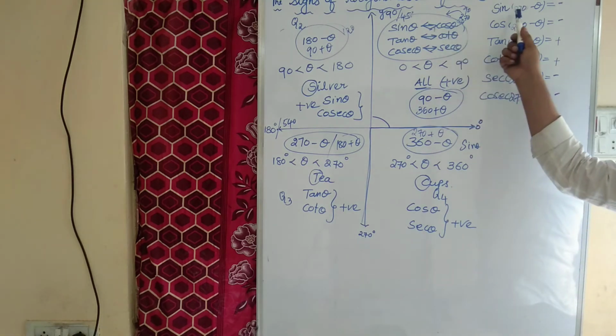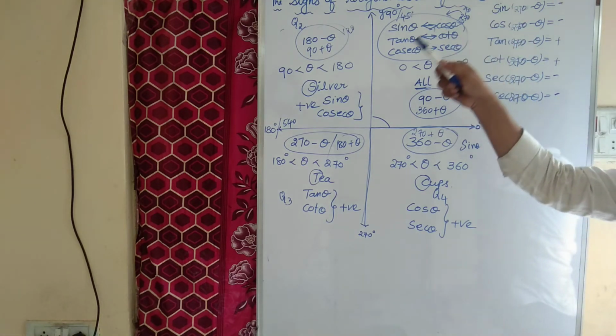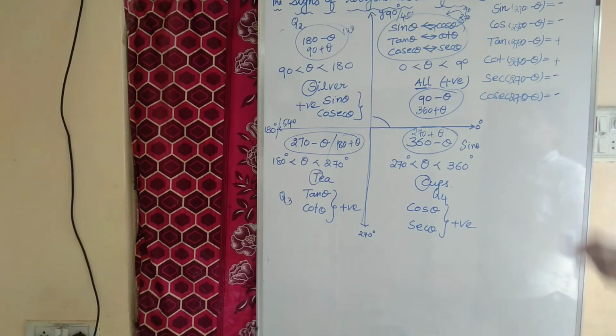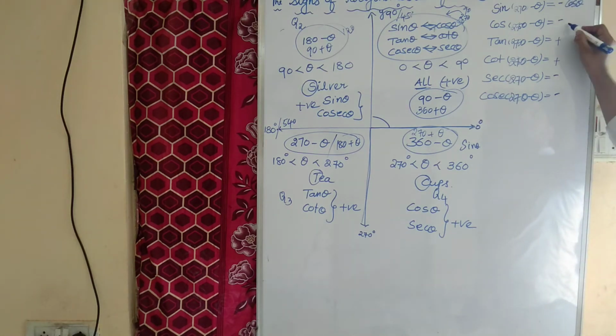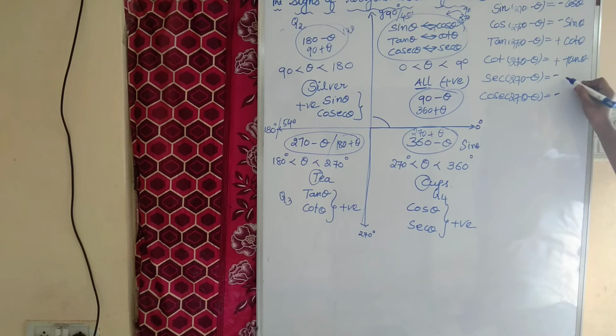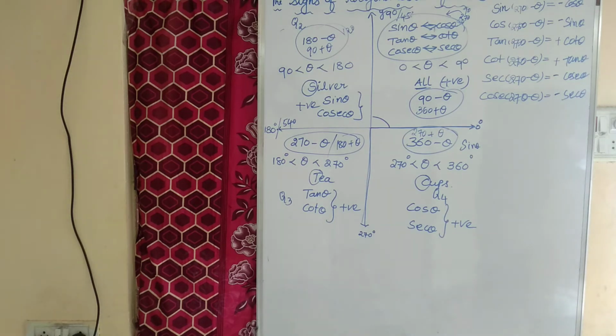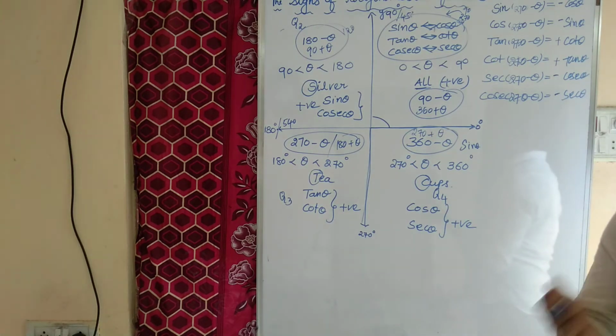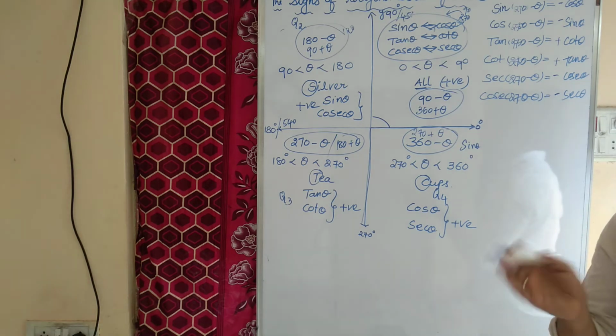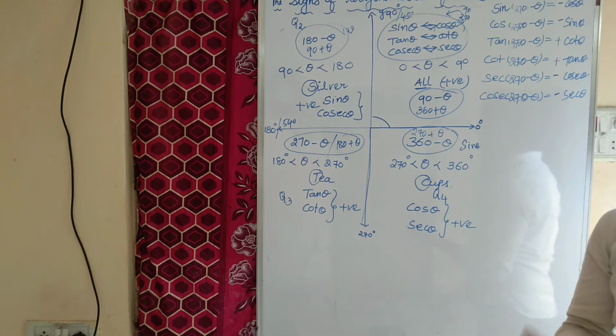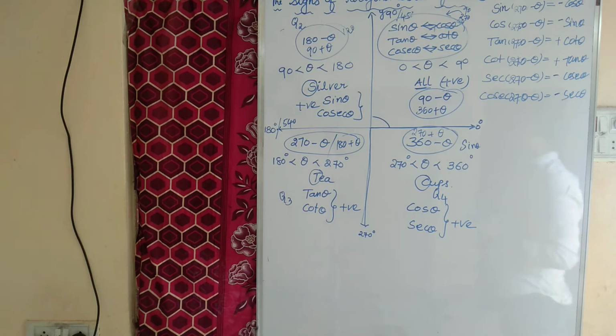As we know, if it is 270, there is a change in trigonometric function. Sine, cos, tan, cot, sec, cosec will change to their co-functions. So first thing we have to check is the sign. Then if there is 90 or 270, there is a change in trigonometric function. Sine will become cos, cos will become sine. That is about the third quadrant.